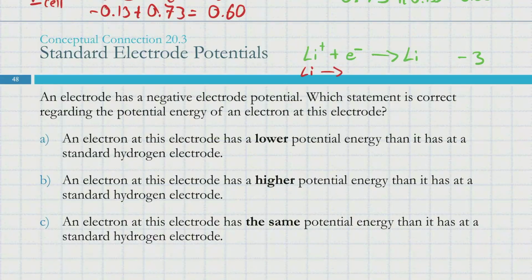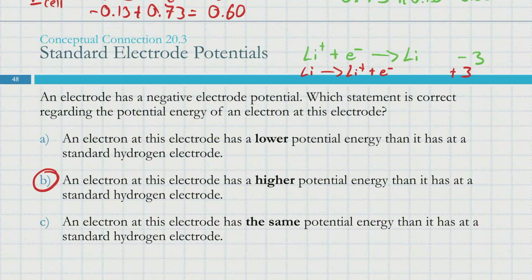So lithium going to lithium plus e minus would have then a +3, meaning that it really wants to give up an electron. And so it has a higher potential energy. It has a really strong electromotive force to push it away just practically anywhere else. So this one's going to be B. It's a higher potential energy.